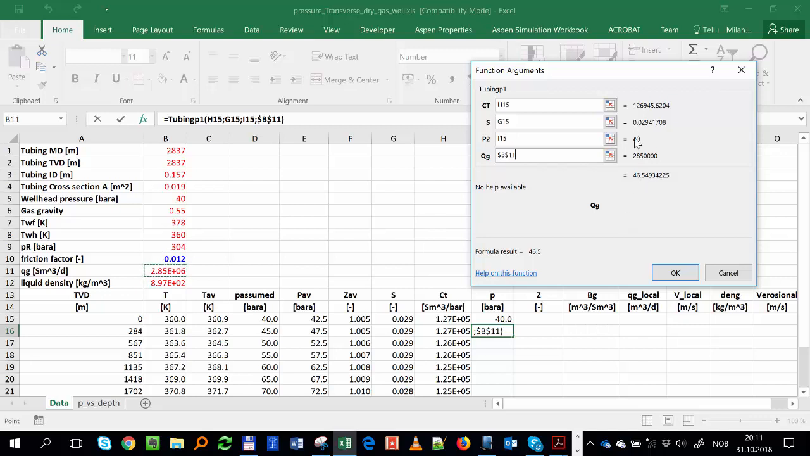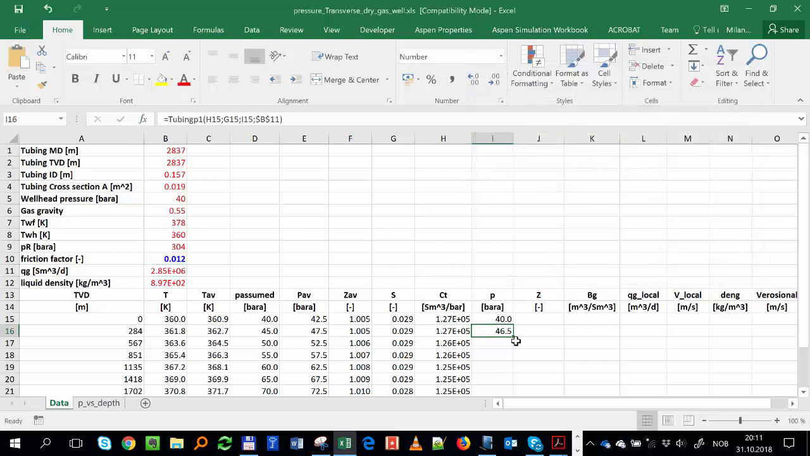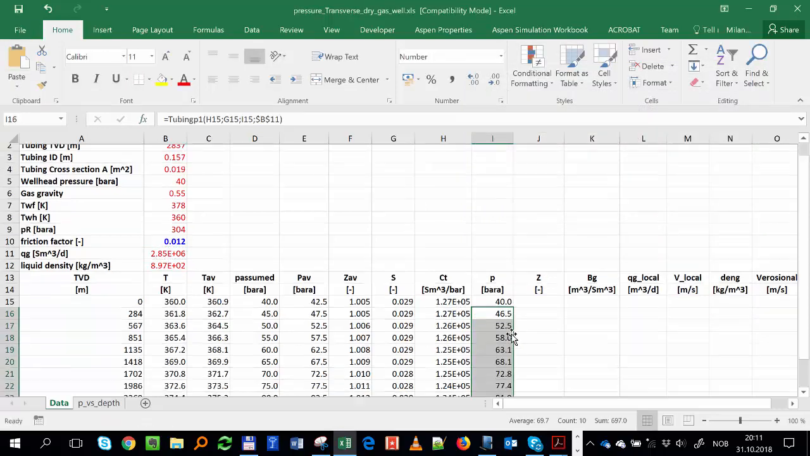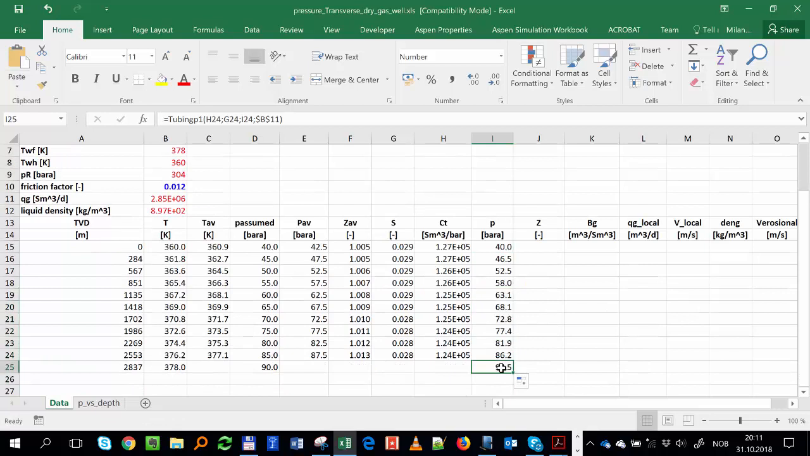Okay, so you see, instead of having, from 40 in that segment of 284 meters, I have 6.45 bar. Okay, and then I drag it down, and I should get something like that. Okay, so I'm going to keep it here if someone needs this.